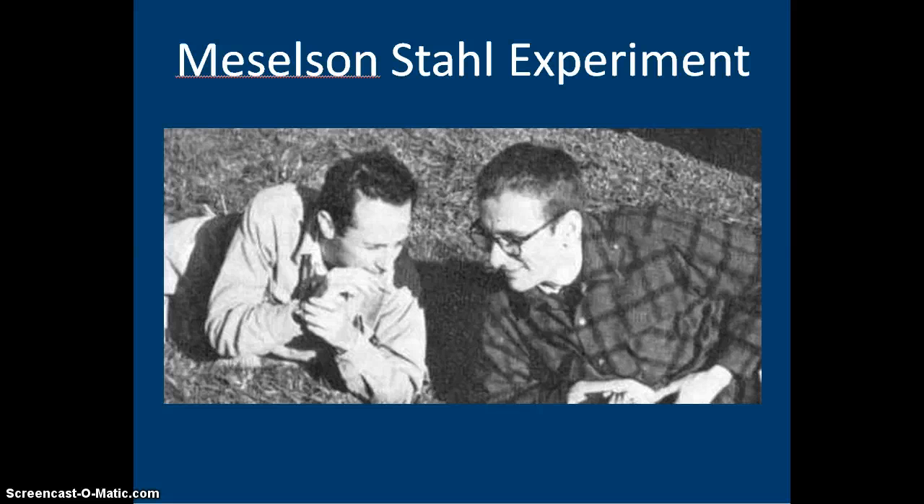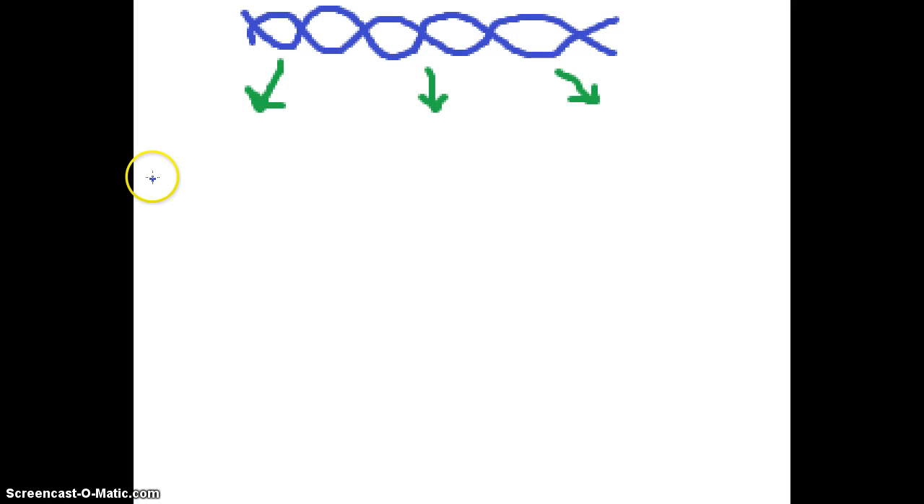Franklin Stahl and Matthew Meselson wanted to prove that DNA strands separate when copying, and a new strand is synthesized through semi-conservative replication. So they tested 3 models of DNA replication: conservative, semi-conservative, and dispersive.